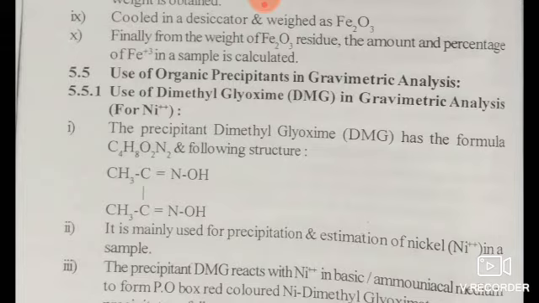The next is the use of organic precipitants in gravimetric analysis. So, the use of dimethylglyoxime, that is DMG, in the gravimetric analysis of nickel.